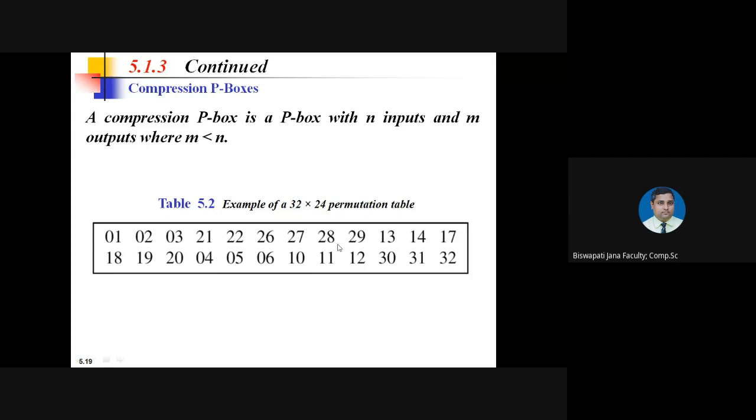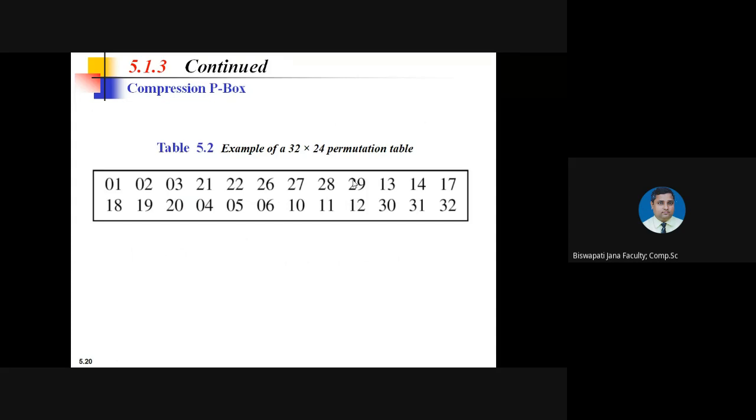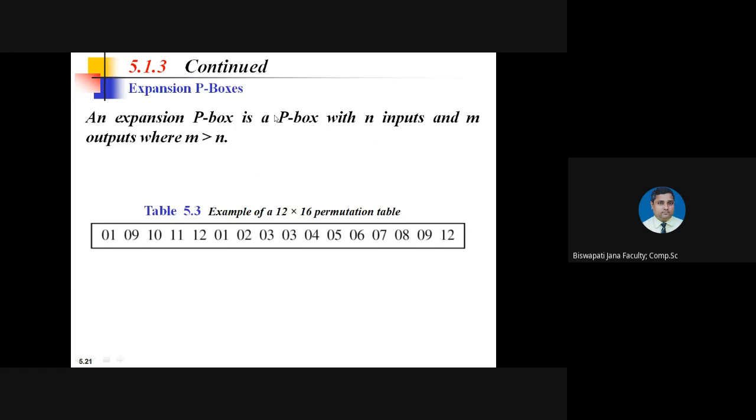So this is compression. Why? Because some bits are not there. 7, 8, 9, 10 are there, 10, 11, 12 are there, 13, 14 are there, but 15, 16 are not there. 17, 18, 19, 20 are there, 21, 22 are there, 23 is not there. So some portion of the bits has been removed. This is basically the compression P box. Okay, so this is the compression P box, and another is called the expansion P box.